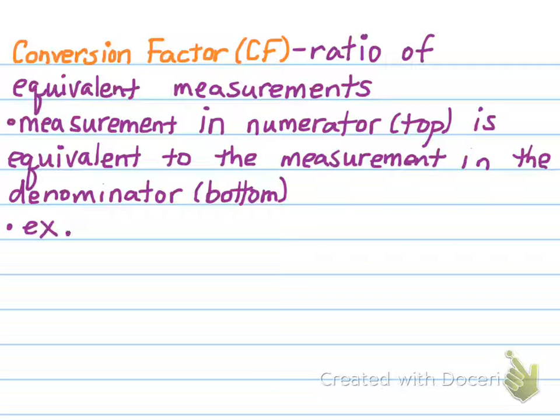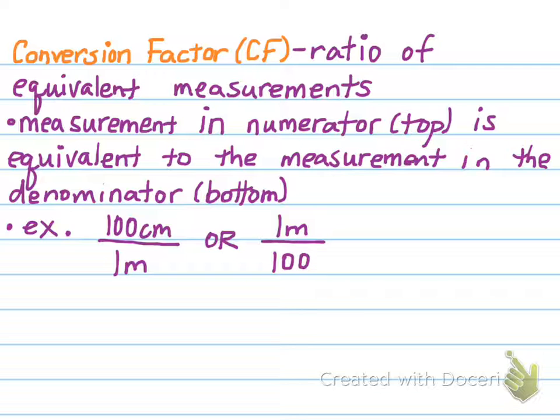An example of what a conversion factor might look like is 100 centimeters over 1 meter. Again, 100 centimeters and 1 meter, that's the same length. Now, part of the power of these conversion factors is that they always can be flipped depending upon where I need my units to be. So I also could write this conversion factor as 1 meter over 100 centimeters. And this is going to be a really important idea and concept when we're solving these problems that we're going to learn how to solve.